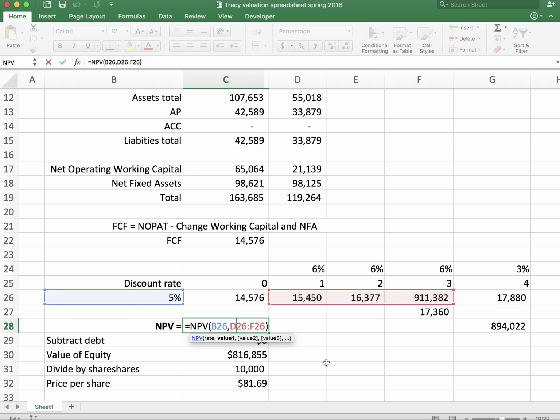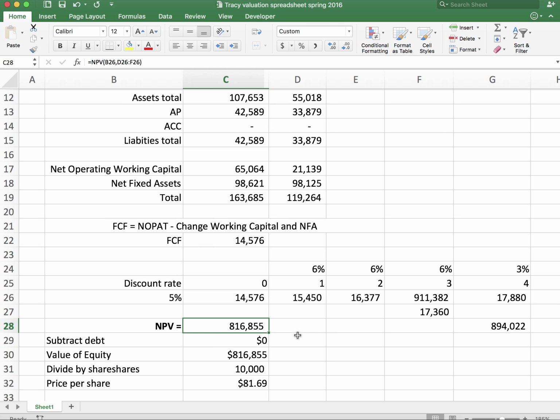So as you can see here, I've just simply done equal NPV, parentheses, discount rate, comma, that's the rate. Then we have values. The values are these 3 values. That is our future cash flow values, and we discount that back so we know what it's worth today. So what the company is worth today is $816 million.